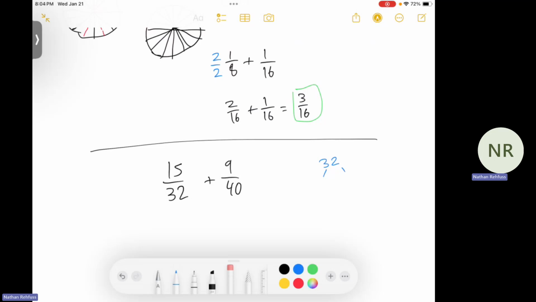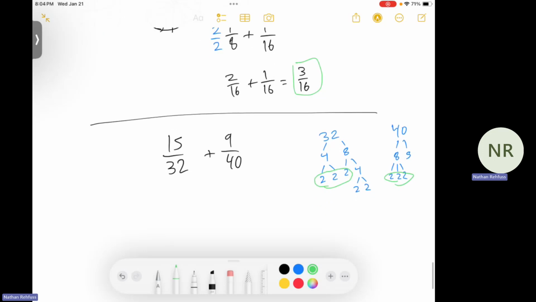32 is 4 times 8. 4 is 2 times 2. 8 is 2 times 4. So 32 is just 5 2's multiplied together. 40 is 8 times 5. 8 is 2 times 2 times 2. So the most they have in common, their greatest common factor, would be 3 2's. Aside from these 3 2's, they have nothing else in common.